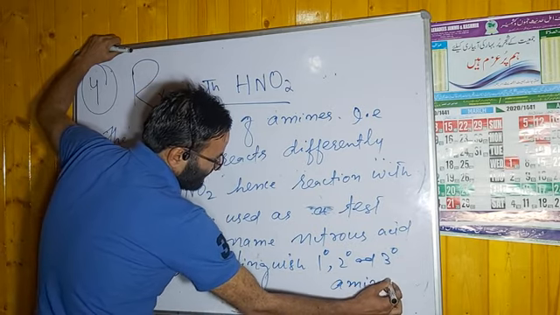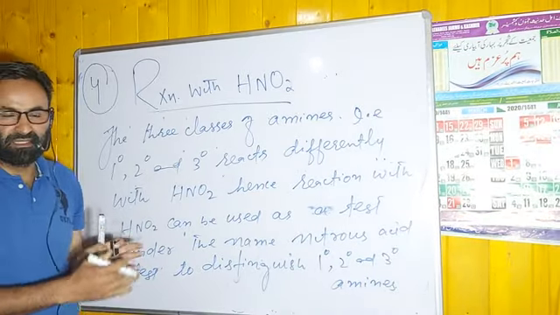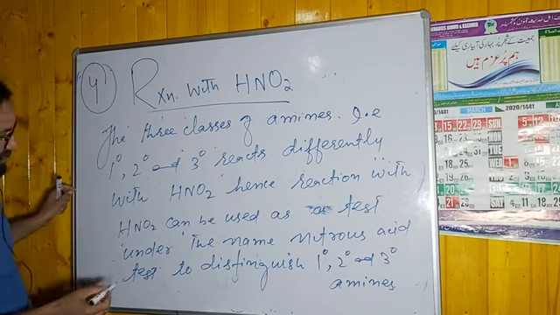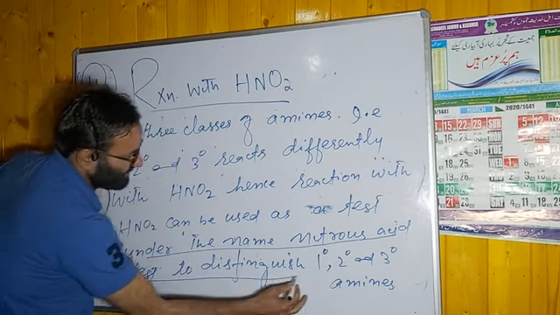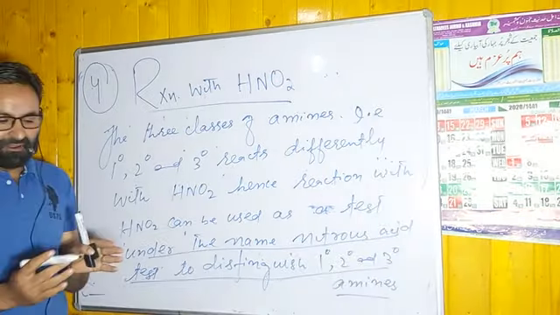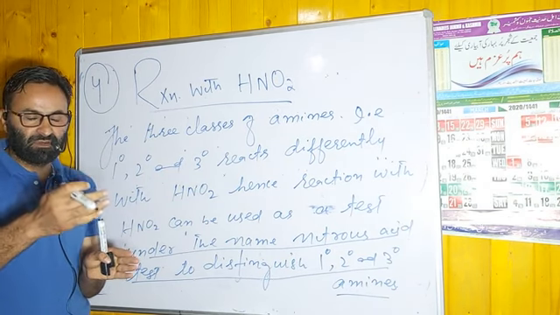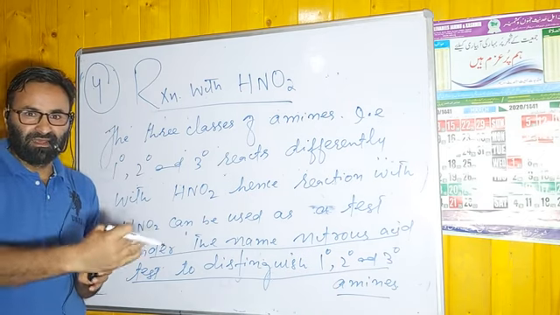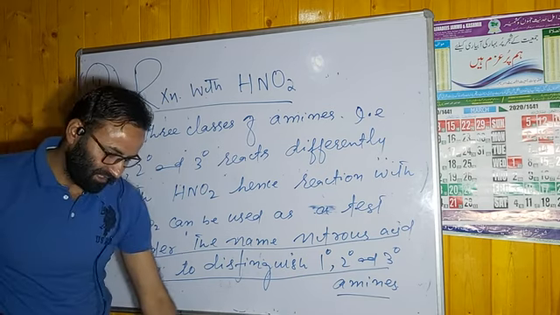Now this is the very important point. Since the three classes of amines react differently, as you will see in the reaction, this reaction with nitrous acid can be used as a test under the name nitrous acid test to distinguish 1 degree, 2 degree, and 3 degree amines. When we discuss the topic of how you can distinguish 1 degree, 2 degree, and 3 degree amines, we will find Hoffmann's mustard oil reaction. You will find the carbylamine reaction. You will find this test also, that is nitrous acid test.